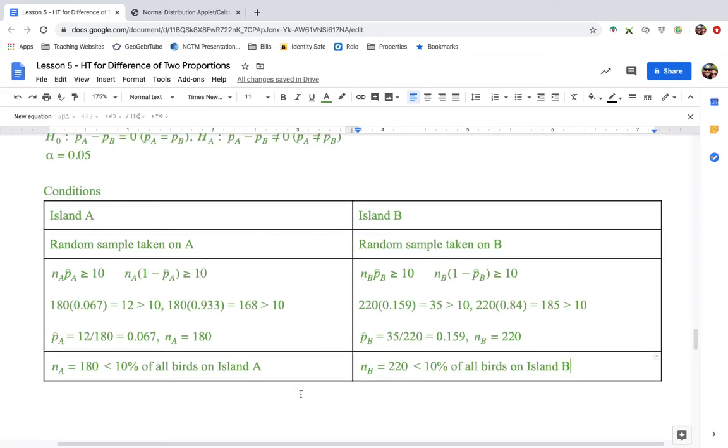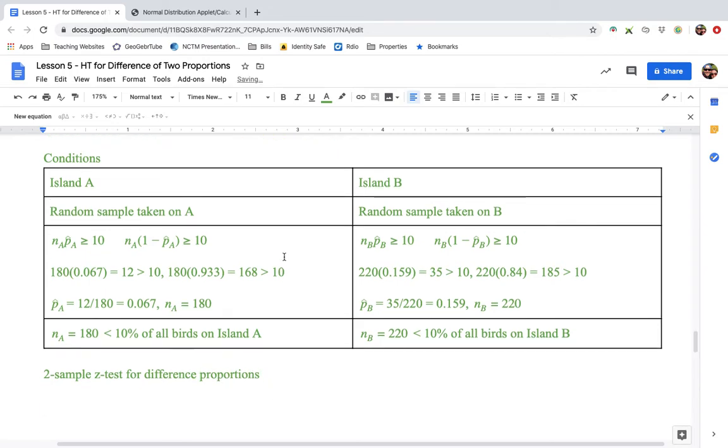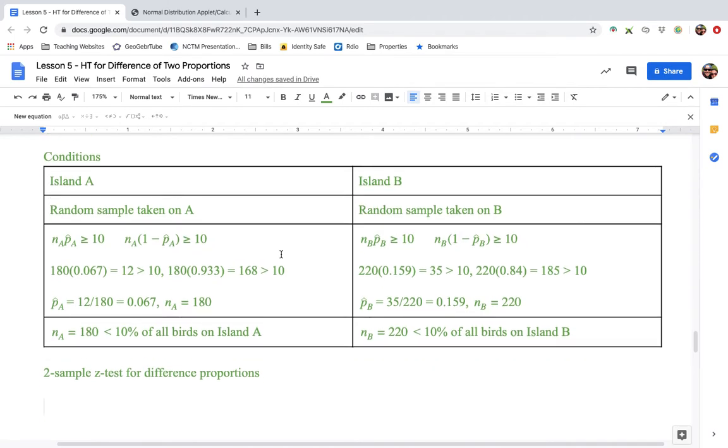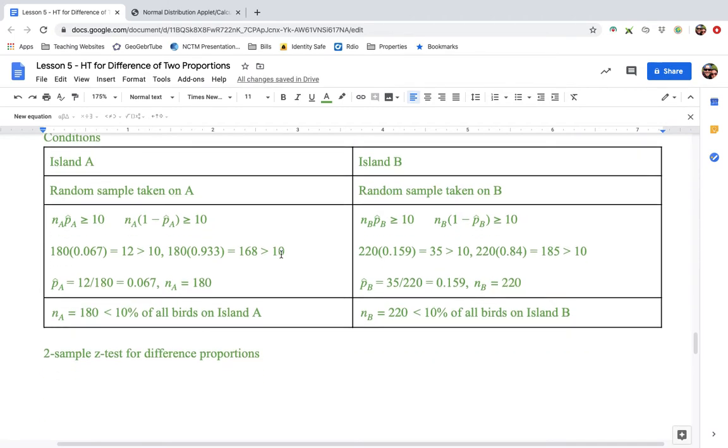Conditions go pretty quick. Now that you've checked your conditions and all of them are met, you are allowed to use a two-sample z-test for proportions. Usually we like to say the difference of proportions, because that's what we're testing. And we're going to use our calculator to do this. At this point, we're going to go find our test on our calculator. It's going to give us our test statistic and everything we just did up here, and we can make our conclusion.